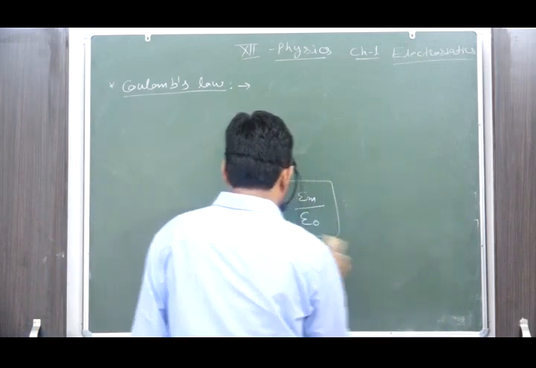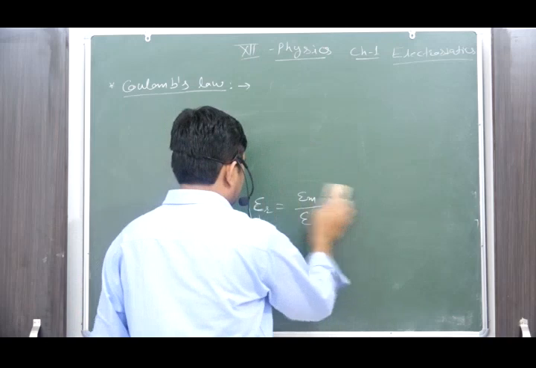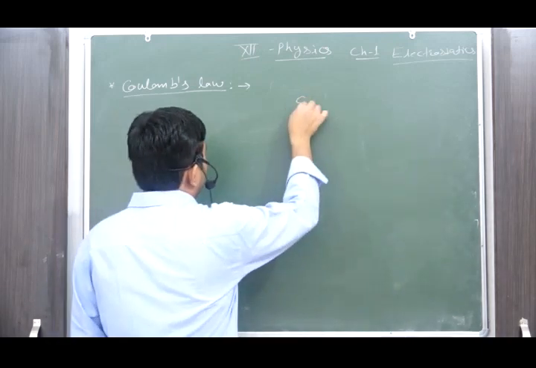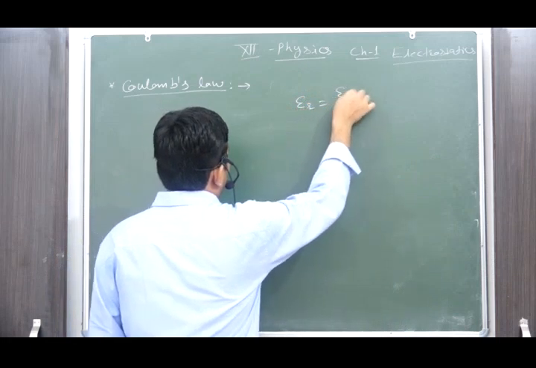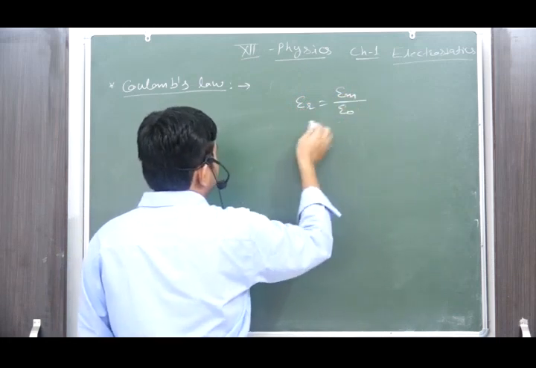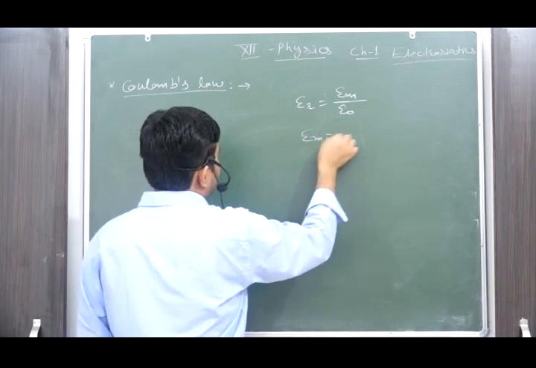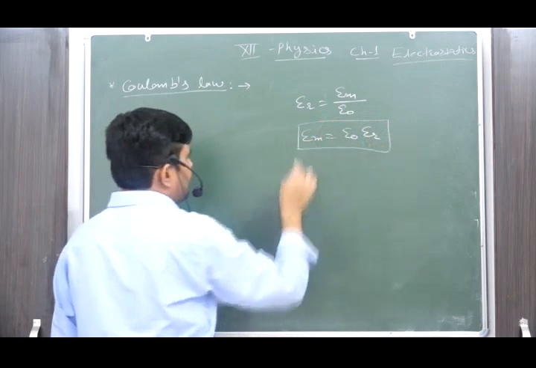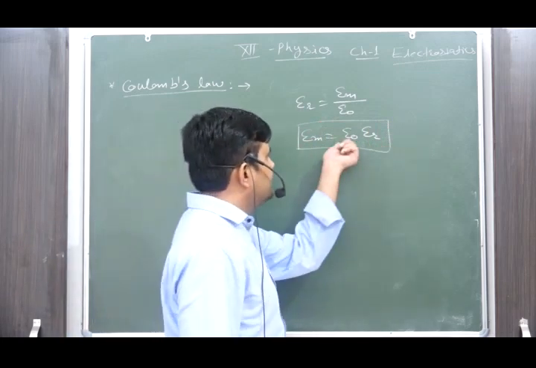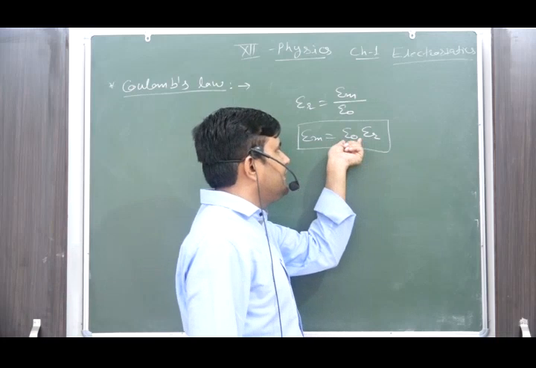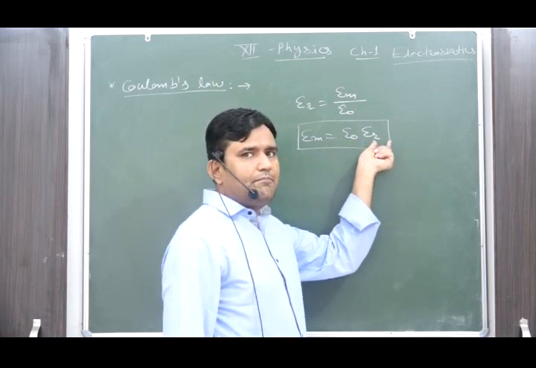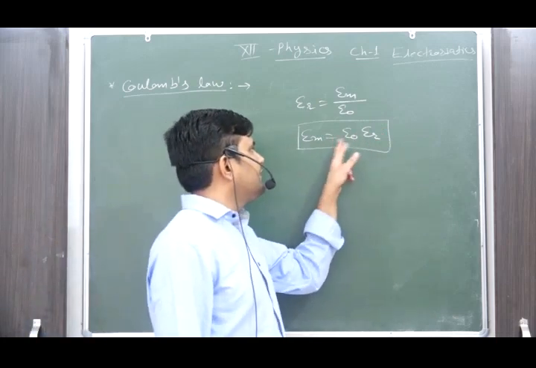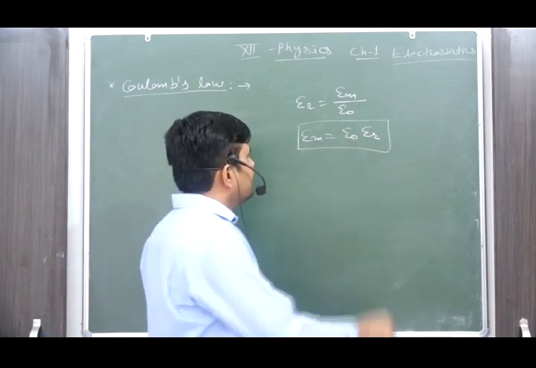Okay, from here we have another formulation. Our basic formulation is epsilon r equal to epsilon m upon epsilon naught. From here we get epsilon m equal to epsilon naught into epsilon r. The permittivity of that particular medium is equal to the multiplication of the permittivity of the free space with the relative permittivity. It means it defines the relation between both the permittivities.